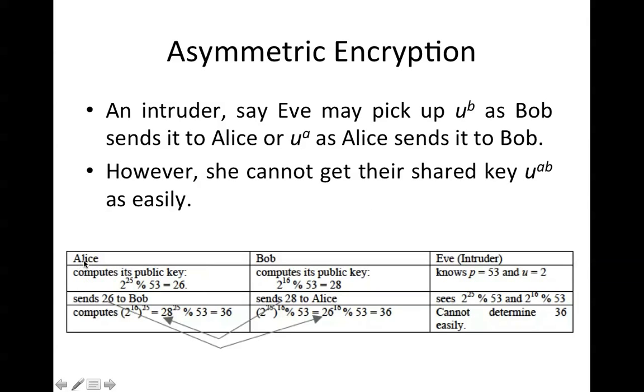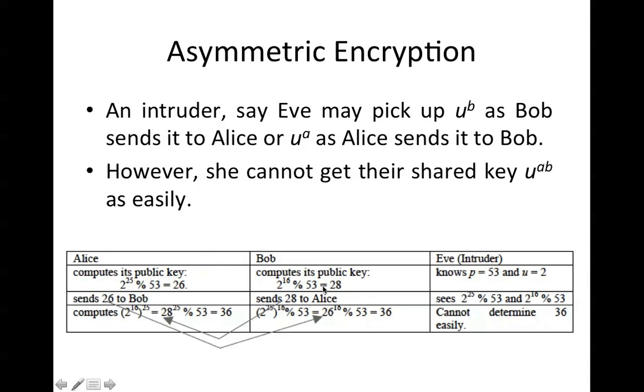So here's what Alice does. Let's say that Alice picks her A to be 25, and then she powers the primitive root, which they choose to be 2 in this example, and then mods it to P, which is in this example 53, and then she gets this number 26. So that is what gets shipped to Bob.